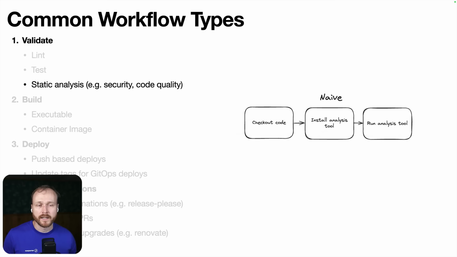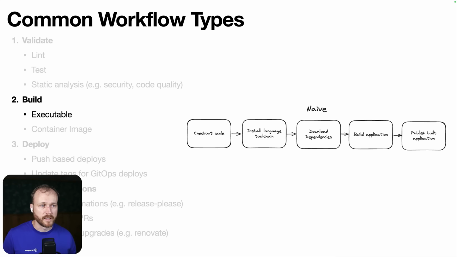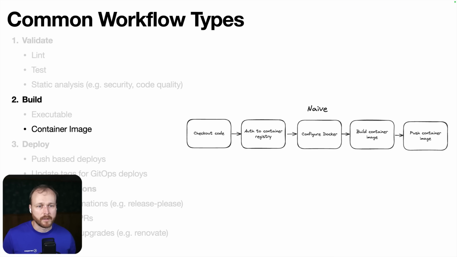Like with linting, for any type of static analysis, generally we're going to need the code, so we'll check it out. We'll need to install whatever tool we're going to run, and then we'd like to run that analysis tool. For building our code base, it looks similar to testing, where we need to check out the code, install our language toolchain, download any third-party dependencies, build the application, and then publish that built executable to whatever registry we plan to use. For a container image, rather than installing our language toolchain, we're actually going to configure Docker or a container builder of our choice to then build that container image and push it to some registry.